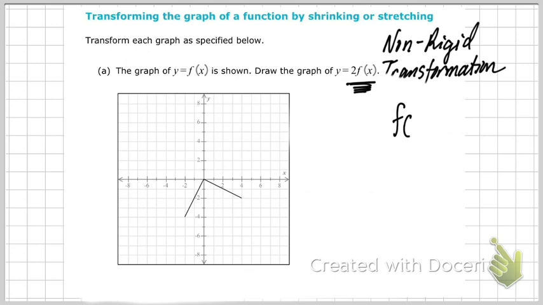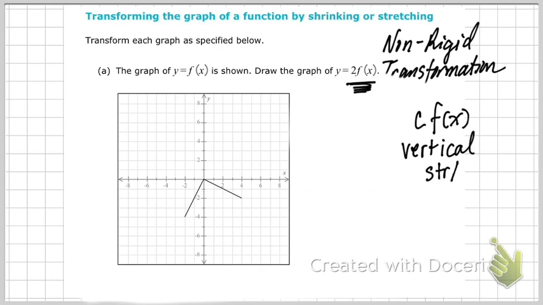Now here, writing it like this, we're going to be talking about a vertical stretch or shrink. And looking ahead to the next one, we might as well take it now, if I have it written like this, then that's going to be a horizontal stretch or shrink.